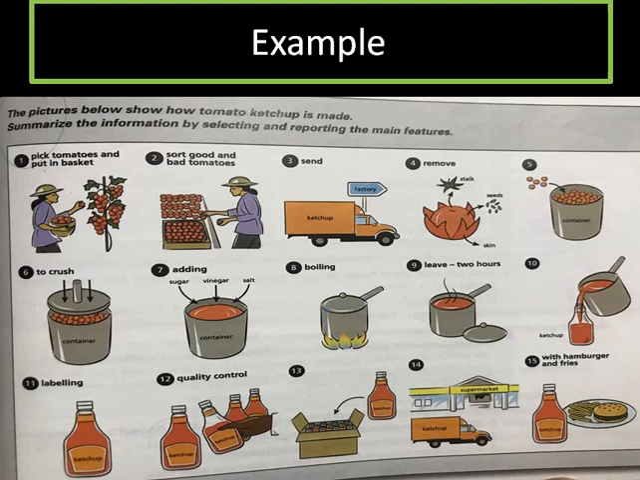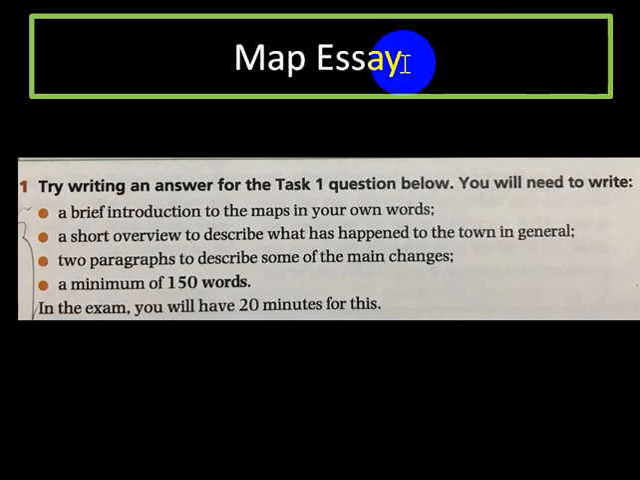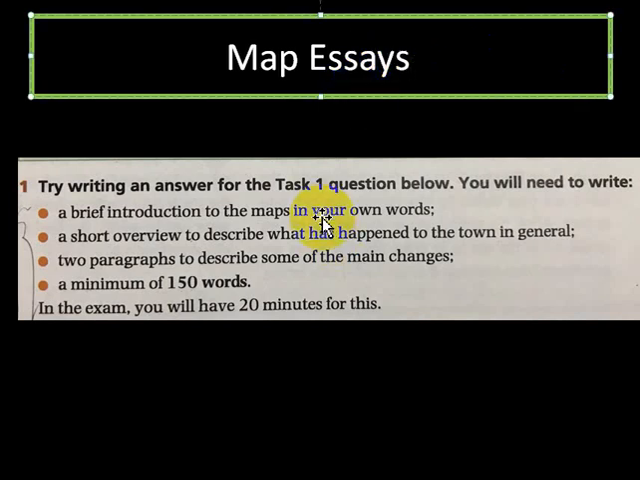Now the second type of essays is the map essays. Here again, you have to write a brief introduction to the maps in your own words, trying to describe what happens before and after. In all types of such essays, you have to write 15 lines, which means 150 words. It can be 2 paragraphs, it can be 3. We don't know; it depends on the ideas mentioned in the pictures. But mostly, generally speaking, they are 2 paragraphs.